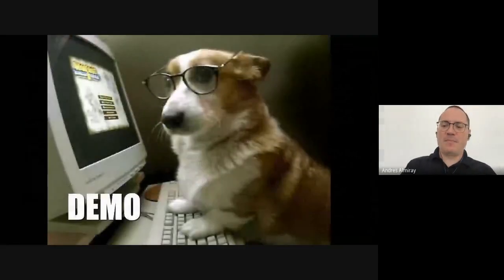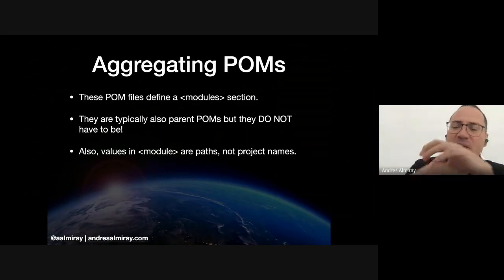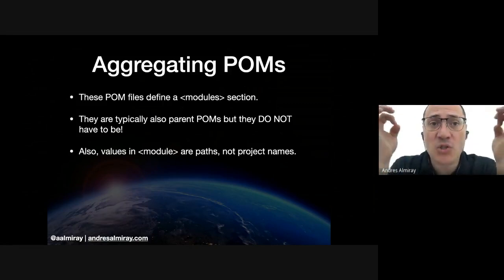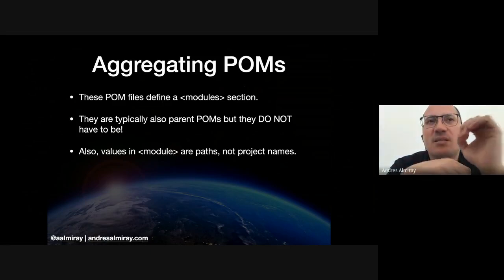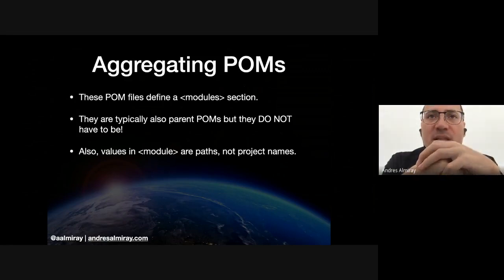All right. We have already seen something like this, aggregating POMs. So an aggregating POM is a POM file that defines a module section. That's all that is to it, nothing more. It's very common to find parent POM files that are also aggregating POM files, but they do not have to be, and this is a very key distinction. Another distinction is that the module path is not the name or the artifact ID of the project, but because it's so common to define projects in adjacent directories that the module and the name of the artifact ID match.